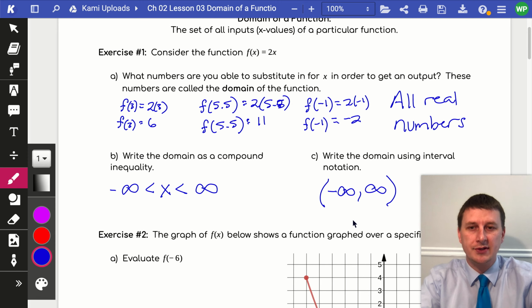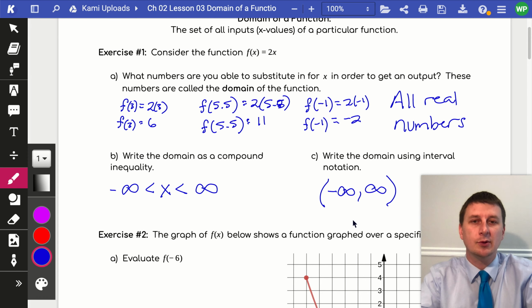So in this exercise, we have looked at a linear function of f of x equals 2x, and we saw that the possible inputs, or our new fancy word, domain, our domain of this function is all real numbers.